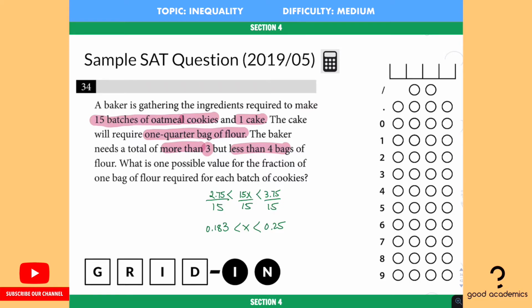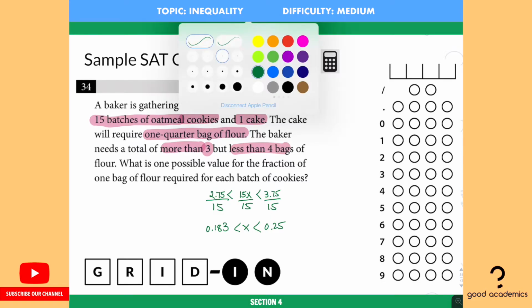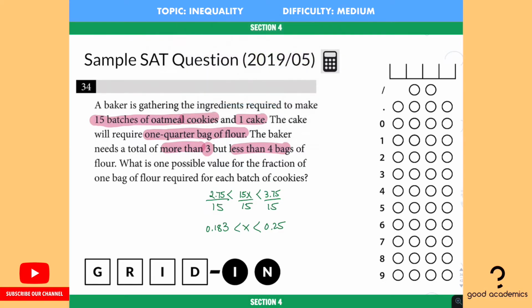So how do you put the number? You can put any number in between these two values, just not these two values, because x is less than 0.25 but greater than 0.183. It's not equal to either of these two numbers. So if you ask, can I just put 0.2? I would say, yeah, sure, go ahead. If you want to be quick and straightforward, that's it. That's the answer. 0.2 is great.